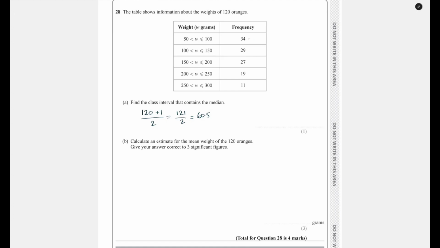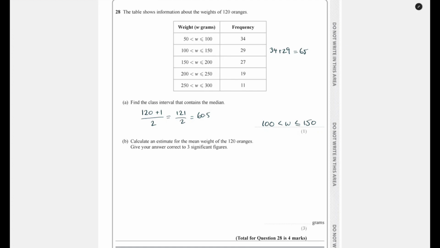So we need to find out where the 60.5th number is. 34 is in the first interval, so it's not that. The second interval is going to be 34 plus 29, and that's 65. And 65 is greater than 60.5, so we know that the 60.5th number is between 100 and 150. So it'll be 100 is less than W, which is less than or equal to 150.